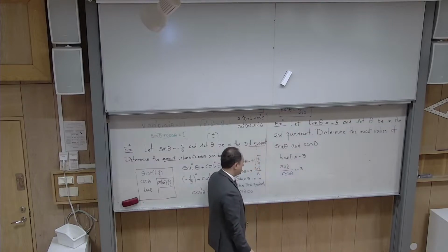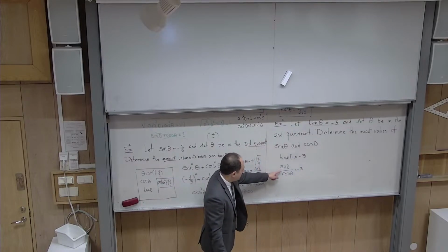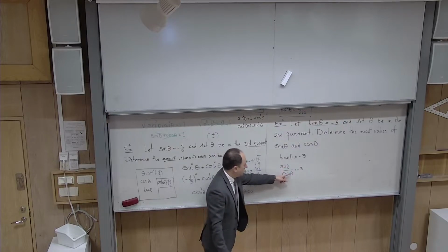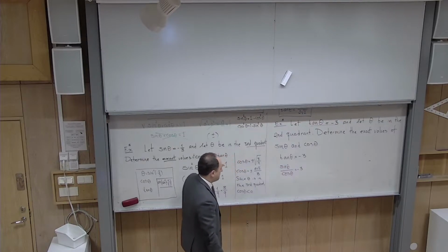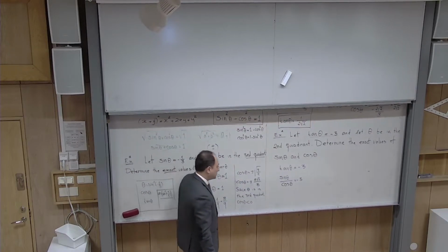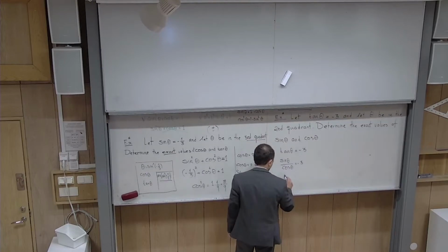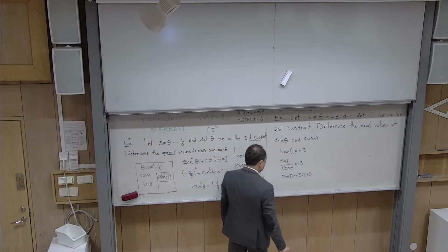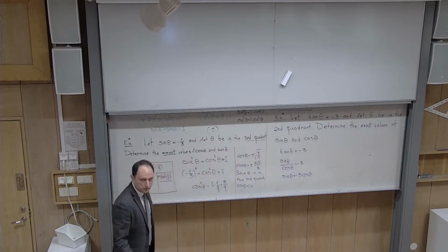Then what? Still, I cannot find sine, I cannot find cosine because there are two unknowns involved and I have one piece of information. But another, yes? You could just multiply one of them. Okay, so let us just do that one. So I multiply everything by cosine. This becomes minus 3 cosine theta. Okay, so that's it. But still, there are two unknowns.